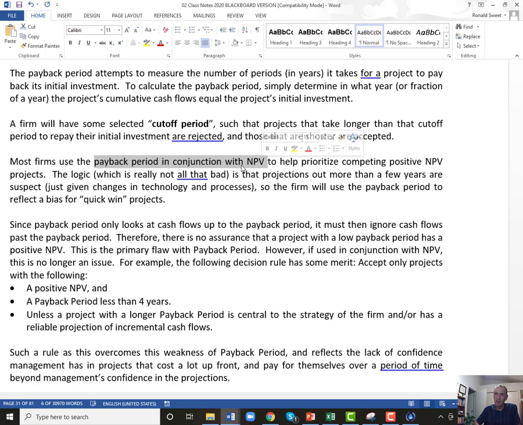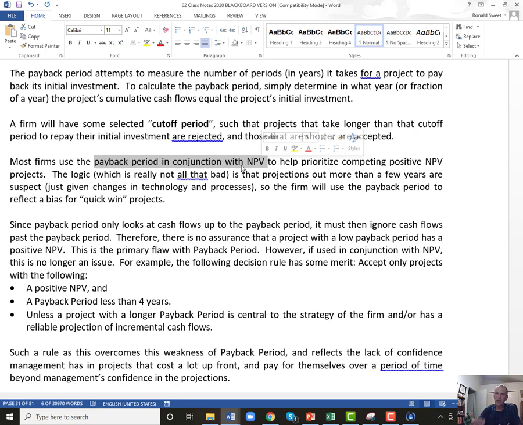Now the downside with payback is once you hit your payback, it ignores all the cash flows after the payback period. So if you have this massive cash flow in year 4, but your payback is 3 years, and you're comparing two projects that both have a payback in 3 years, but one has this huge payout in year 4, the payback doesn't know that.